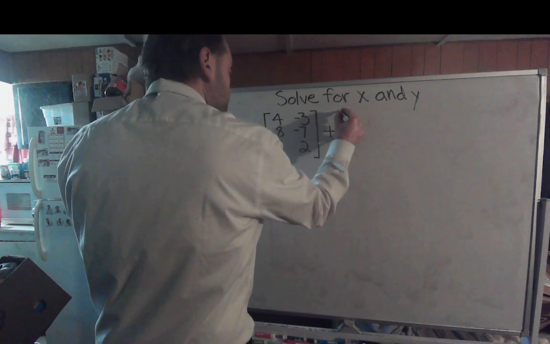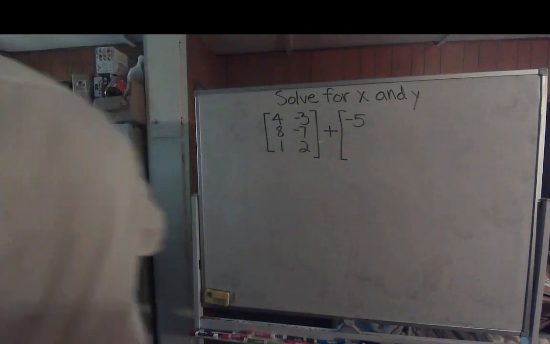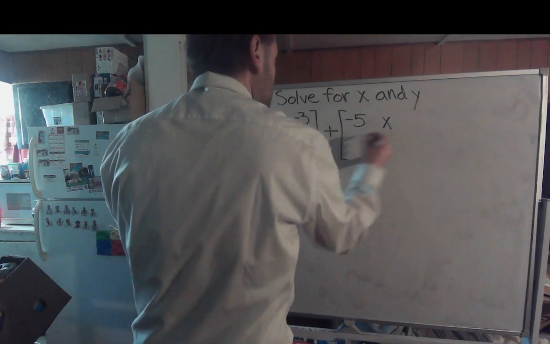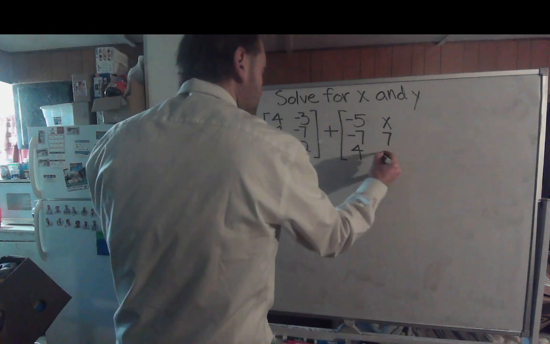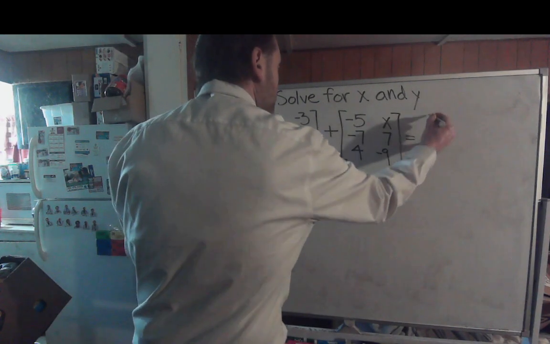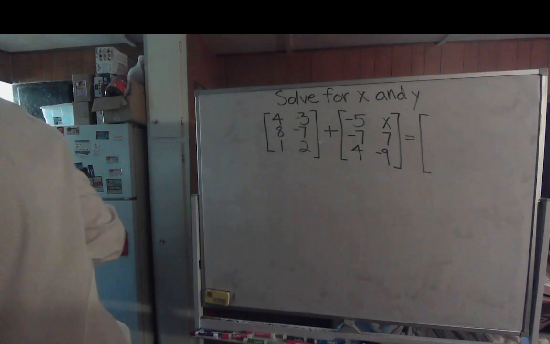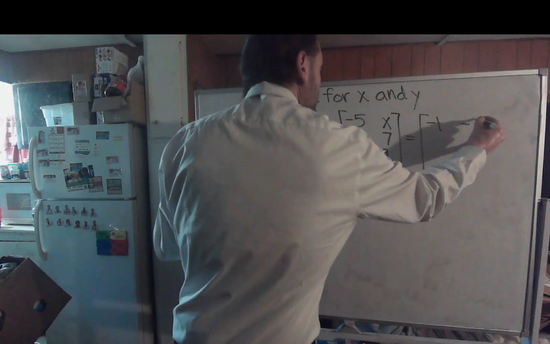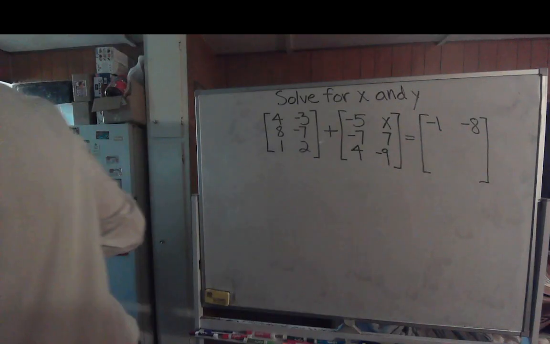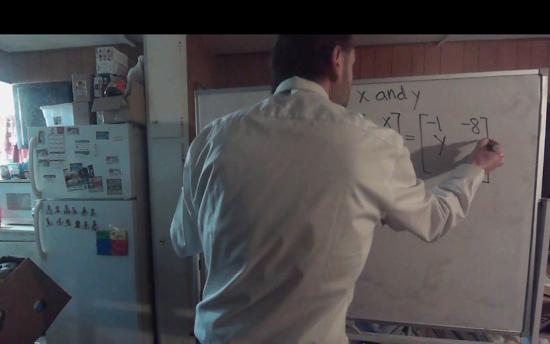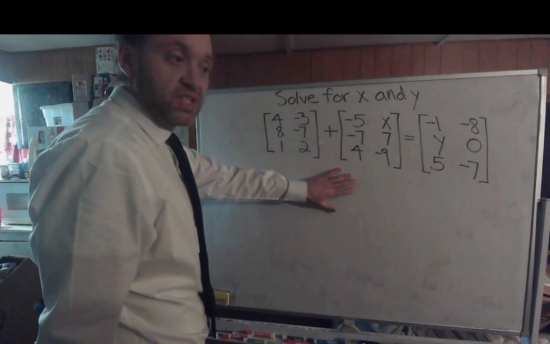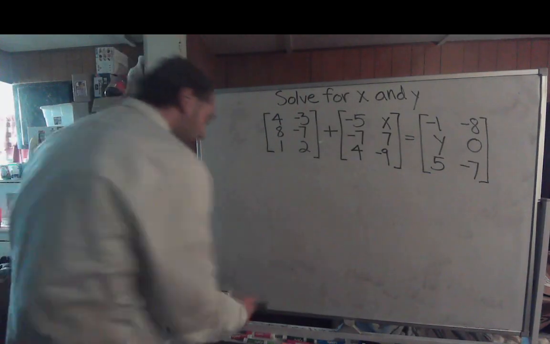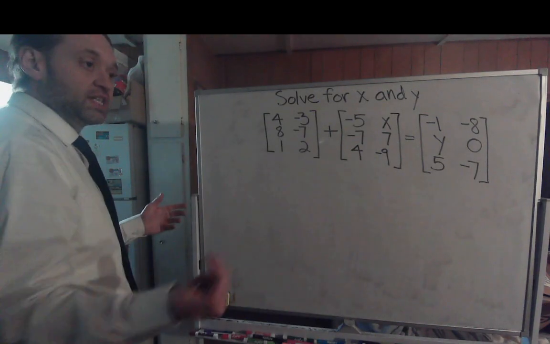plus the matrix negative 5, x, negative 7, 7, 4, and negative 9 equal to the matrix of negative 1, negative 8, y, 0, 5, and negative 7. So still, the idea is the sum of the first two matrices on the left will equal the matrix on the right. We need to find the values of x and y that would make those matrices truly be equal.